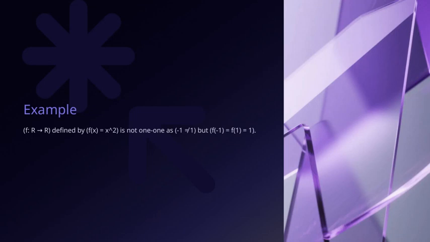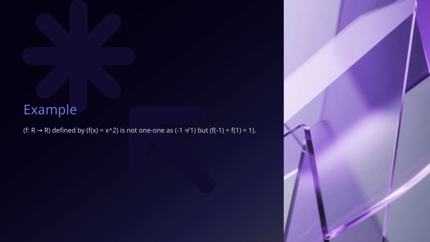Let's look at this example: the function f from the real numbers to the real numbers, defined by f(x) equals x squared. Now, an important point here is that this function is not one-to-one. Why? Because if we take -1 and 1, they are clearly not equal, so -1 is not equal to 1. But when we evaluate the function at these points, both give us the same value: f(-1) equals 1, and f(1) also equals 1.